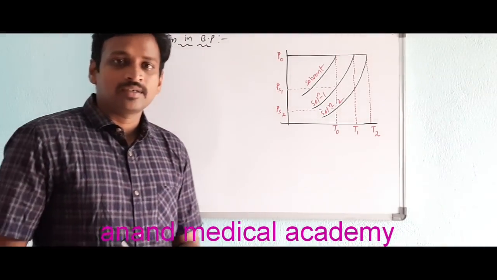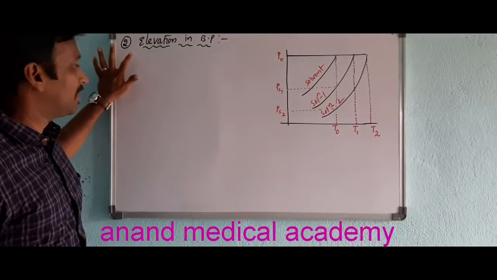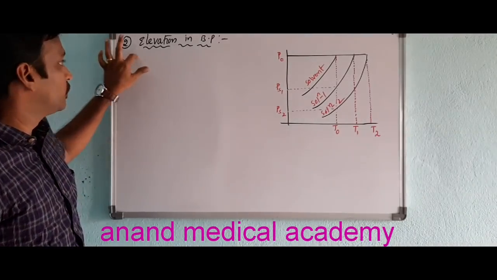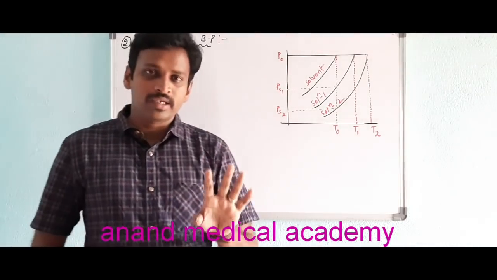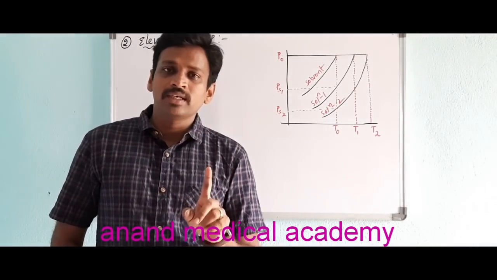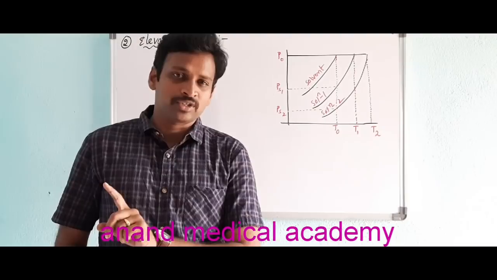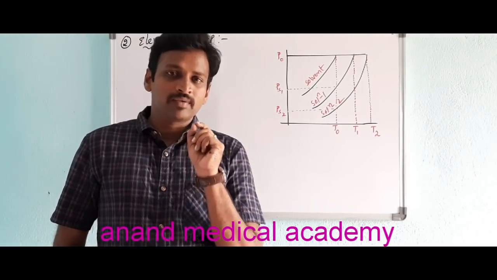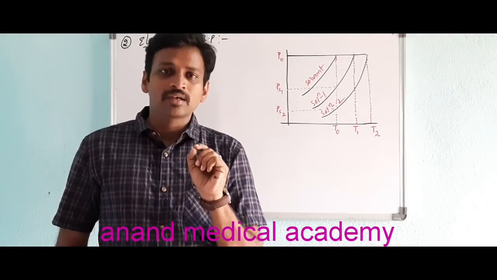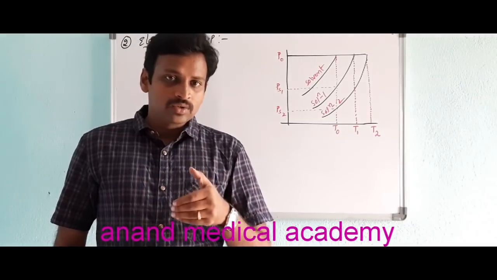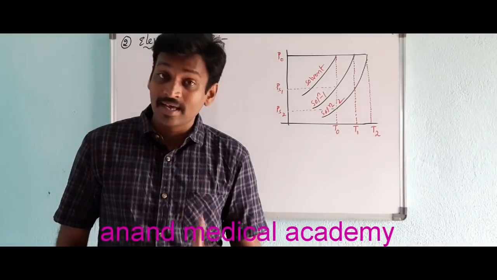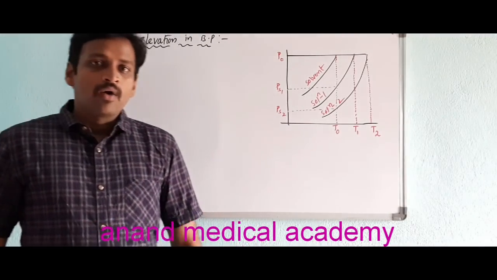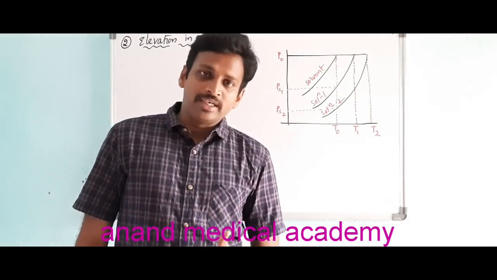In our next class, we have to discuss the elevation in boiling point. Actually, I was given 4 colligative properties, and the first one is relative lowering of vapor pressure, and in that I was given Raoult's law. What exactly is Raoult's law? Raoult's law is applicable only for dilute solutions as well as ideal solutions. What exactly ideal solutions are, I'll tell you later.